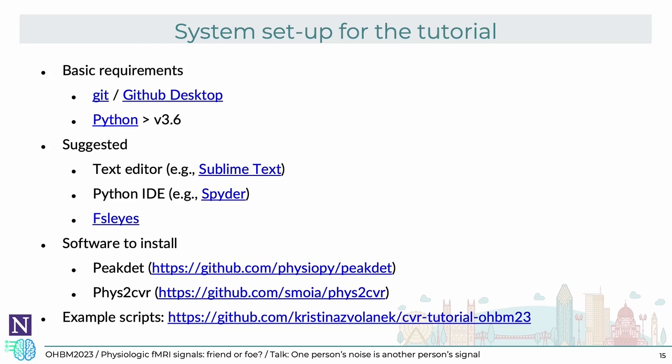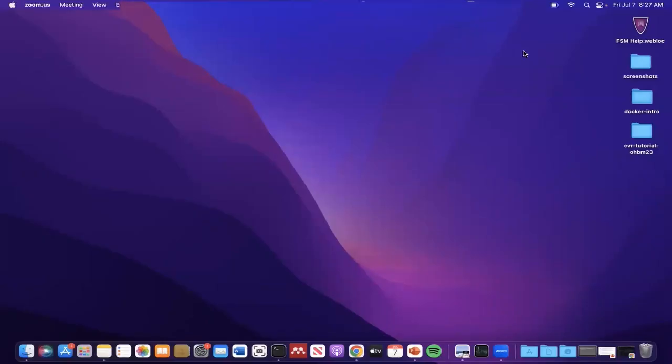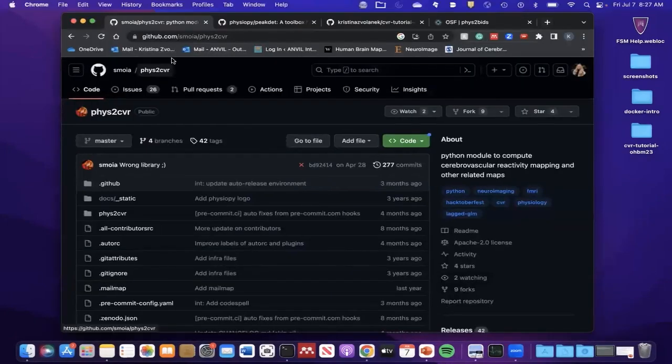So I have gone to the GitHub repository for Phys2CVR, and there are instructions on how to install if you scroll down the page. So you can install with Python using pip, or you can clone from GitHub and install it without using pip. I will show the method for installing with pip.